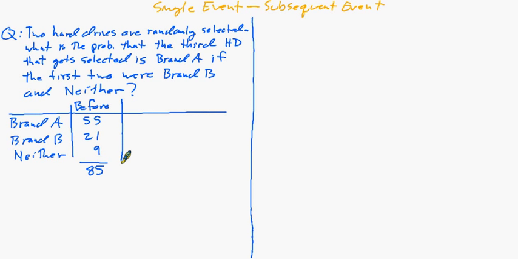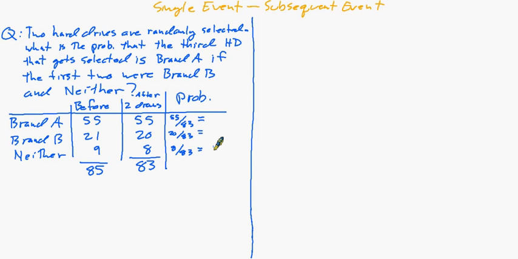Now, after those two draws, and it's after both of them because I'm not interested in really the probabilities of the second draw. Well, we didn't draw any brand A's, so we still have our 55. We drew brand B, so that's now down to 20. And we drew one that was neither, so from 9 it went down to 8. And since we've drawn 2, our total is now 83. Now we can figure out probabilities, which would look something like this, because we have now a total of 83. And there are all our probabilities.